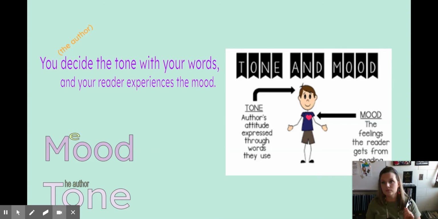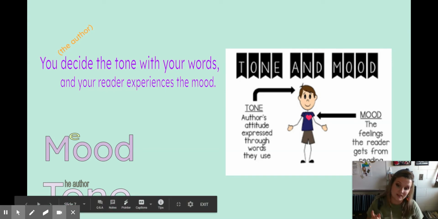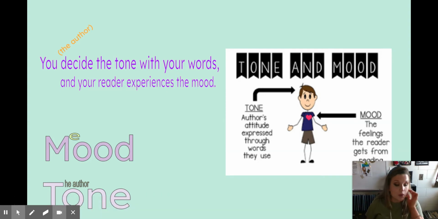Anyway, mood and tone are important. Tone has to do with the author's attitude, and how it's expressed through the words they use. Tone is created by the author, and you can remember that by the T representing the author. I'm going to put the scissors down while I speak. Mood impacts the reader. It's the feelings the reader gets.